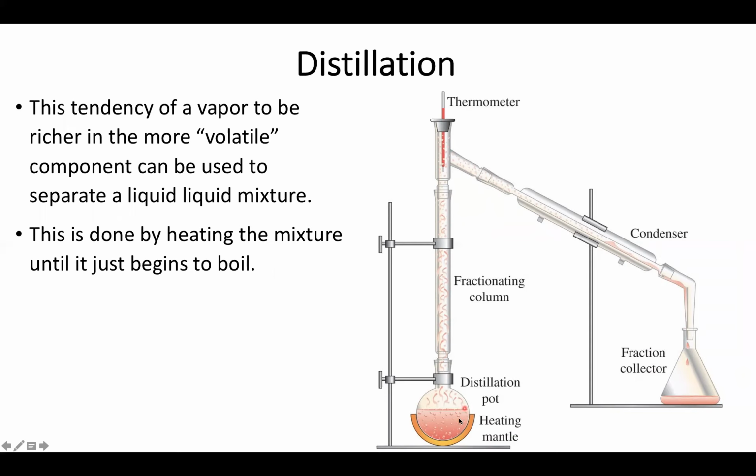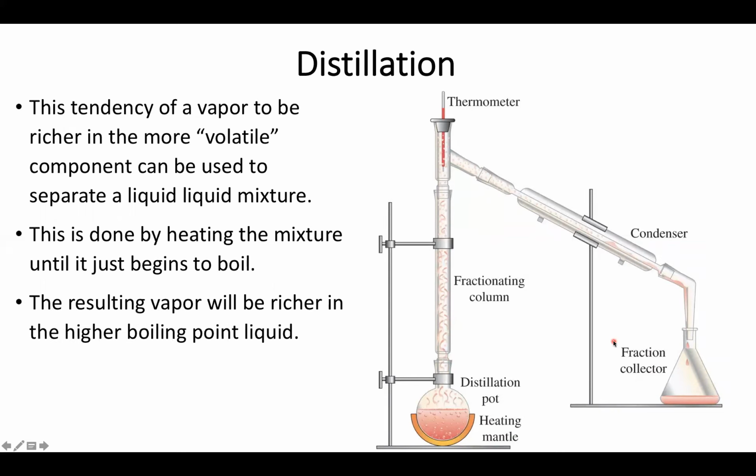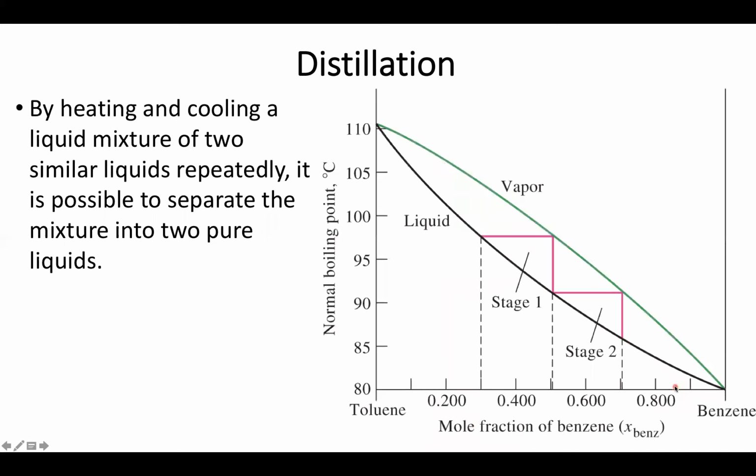So if I'm mixing methanol and ethanol, it will be much richer in methanol. And so you can heat the mixture just until it begins to boil, and then you'll have some liquid come down on your column, and most of the vapor will end up condensing on the other end. And so the vapor will be condensed out as a liquid, which will be richer in the more volatile component. This whole process is called distillation.